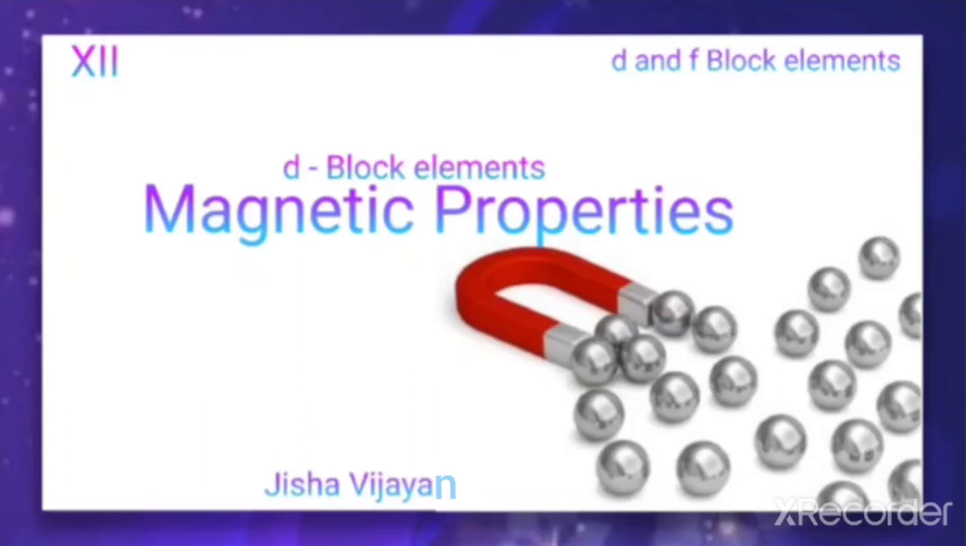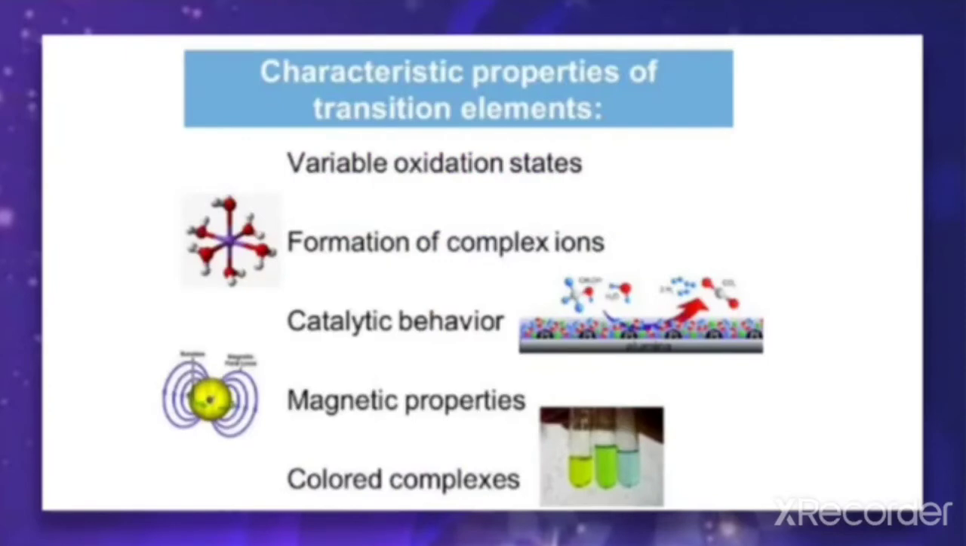Hello students, let us discuss a very important property of d block elements, that is magnetic properties. The characteristic properties of transition elements are variable oxidation state, formation of complex ions, catalytic behavior, magnetic properties and colored complexes. So in this video, we are going to discuss a very important property of transition elements, that is magnetic properties.